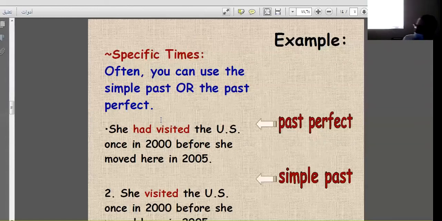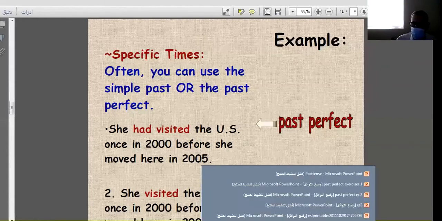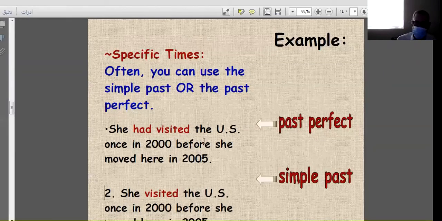She had visited the US. The first visit was in 2000. This is the first action. Then comes the second action, which was after 5 years. Okay, we have more and more exercises here. She had visited the US once in 2000 before she moved. Specific time, yes, 2000 and 2005. She visited the US once in 2000.